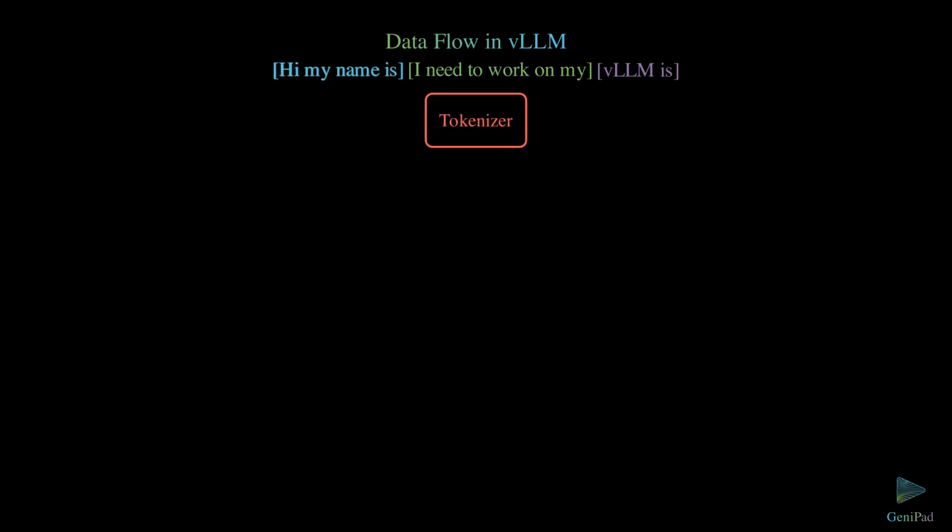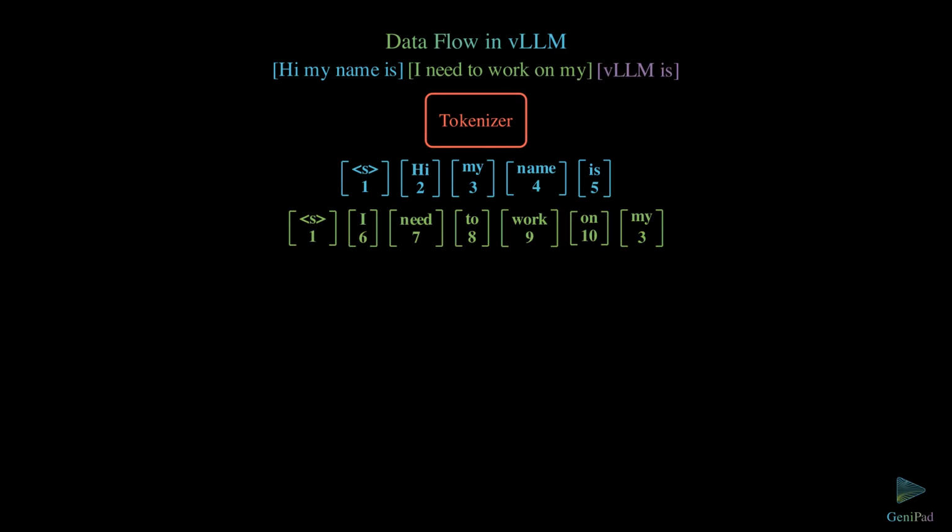This video explains the journey of prompts in vLLM. We start with 3 example prompts. The tokenizer takes each prompt and converts it into word token ID pairs. As each prompt enters the tokenizer, it transforms into its tokenized representation.